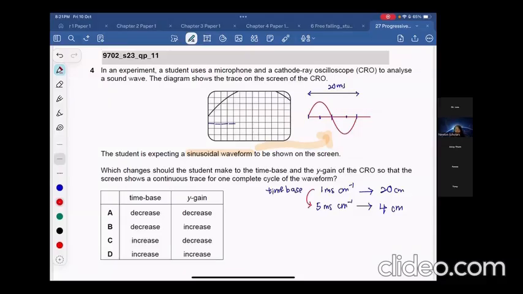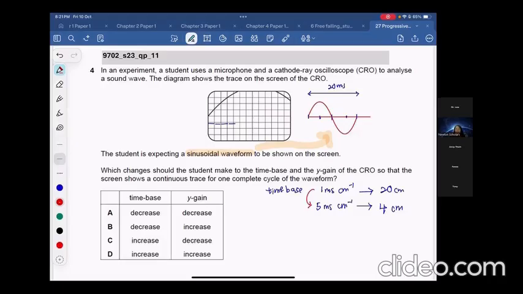For this, is it okay? We need to increase our time base, so that we can display more wave. Is that clear? Is it okay, dear? Any question? Prasan, okay. Okay. So that is the same idea.